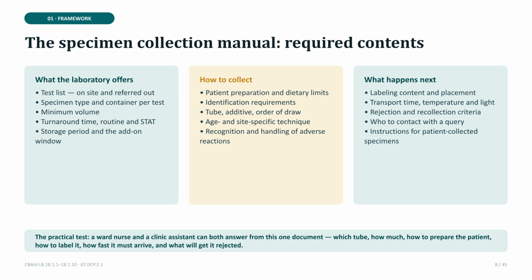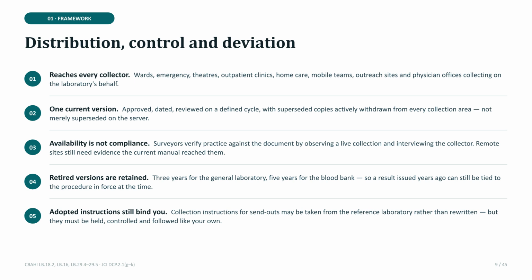Your collection manual must contain 10 specific elements grouped into what the laboratory offers, how to collect, and what happens next. It must be clear enough for any staff member to use. Compliance means more than just having a manual. It requires ensuring every collector has access, maintaining the current version, and keeping retired versions for the required audit periods.